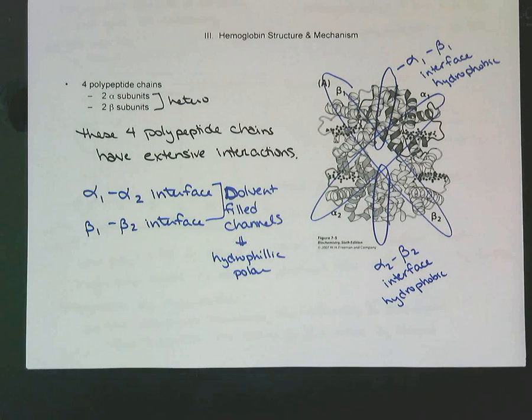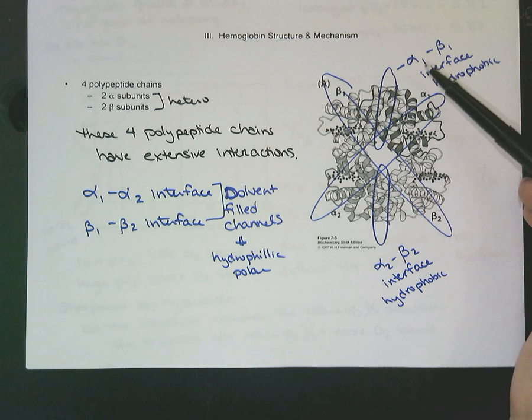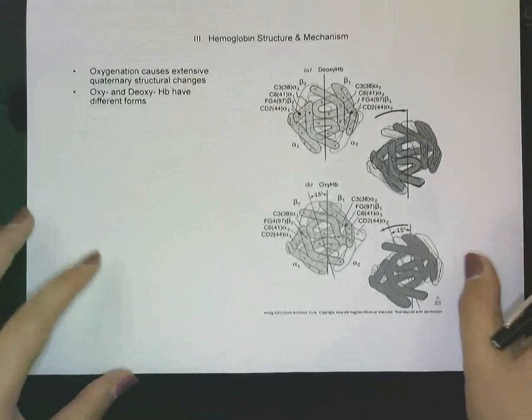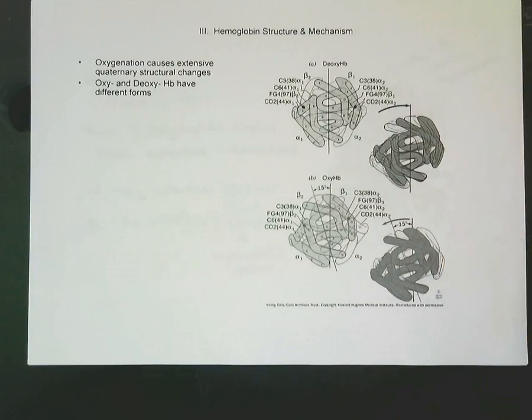That has 4 polypeptide chains, 2 alpha subunits, 2 beta subunits. It has 2 alpha-beta interfaces. It has alpha-alpha and beta-beta interfaces. The solvent-filled channels are between the alpha-alpha or the beta-beta. If you are alpha-beta, then it's a hydrophobic channel. So then let's start our discussion about hemoglobin and the structural changes it undergoes.